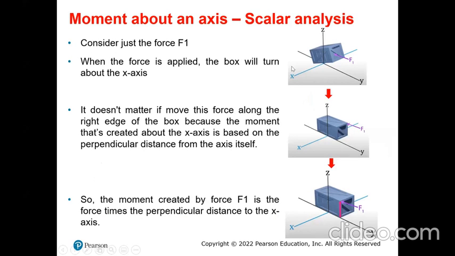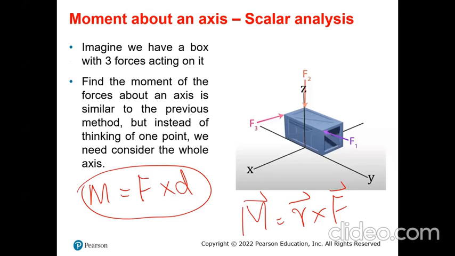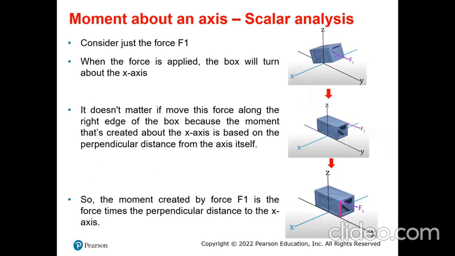So just consider from the previous example that only the F1 force is acting. So that's only going to be our F1. When this force is applied, the box will turn about the x-axis, turning in a counterclockwise direction. So our box is going to be moved. It doesn't matter if the force is acting at this edge or if it's moved along this right edge of the place where it is acting.